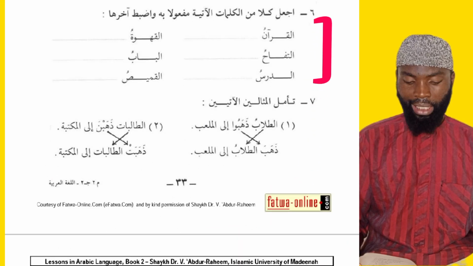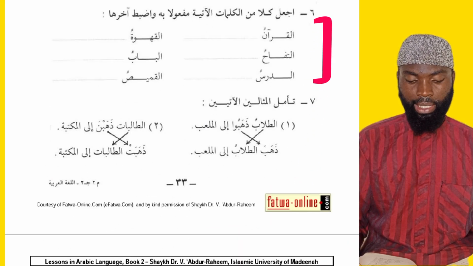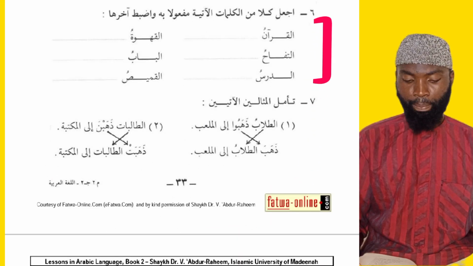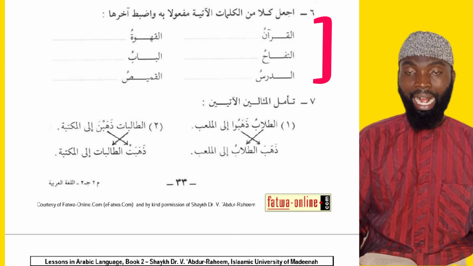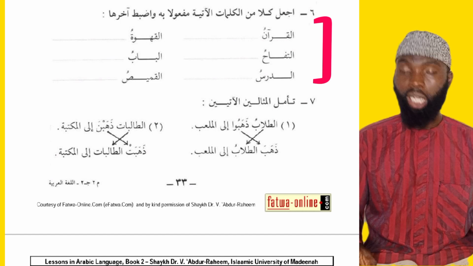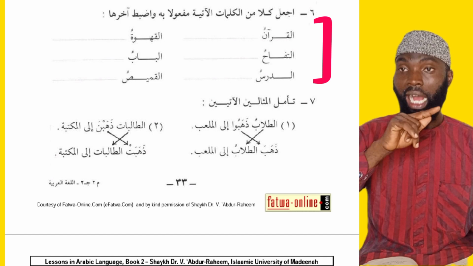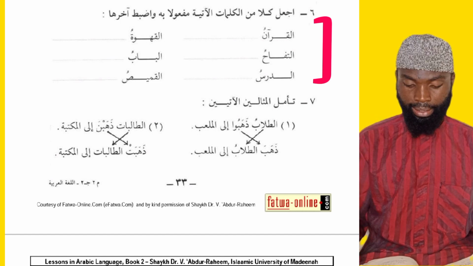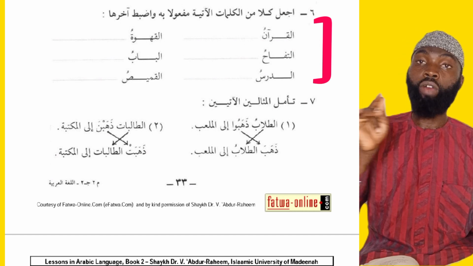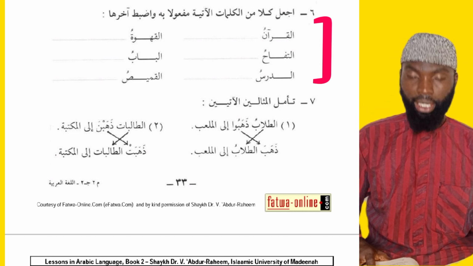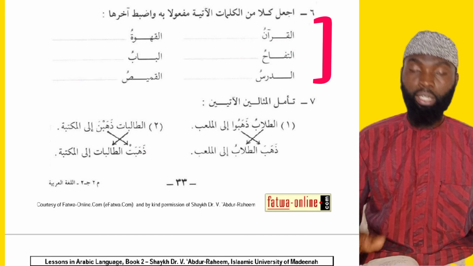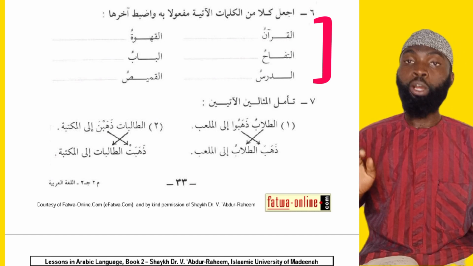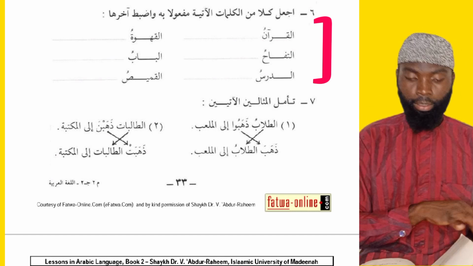Number 6, we have ij'al kulla min al-kalimat al-atiyah maf'ulan bihi wadbit akhiraha. That is, make the following words the object of the sentence and record their endings. We have the first one, al-Qur'anu. It simply means make it al-Qur'ana. You can place it in a sentence. We have at-tufahu, it becomes at-tufaha when it appears as maf'ulun bihi. Ad-darsu becomes ad-darsa, al-qahwatu becomes al-qahwata, al-babu becomes al-baba, al-qamisu becomes al-qamisa.